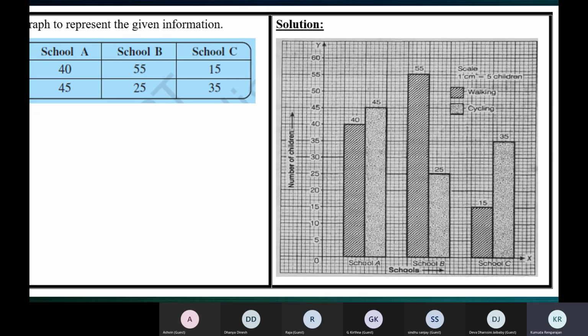Please go through the graph and any further clarifications. Take your time, children. I'll give you some time. Watch all the details. You can see along the horizontal line are the schools, and along the vertical line are the number of children.